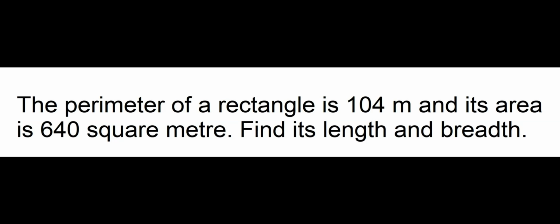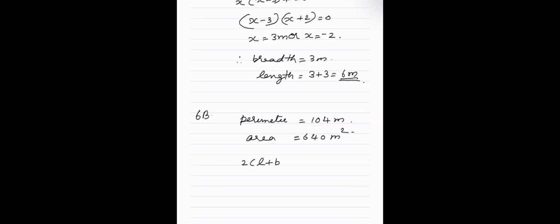How do you find it? Perimeter means 2 times (L + B) is 104. So L + B is 52 meters. Now area means L into B. L × B is 640. I have two equations here, right? One is L + B = 52 meters. So can I write B as 52 − L? So in the place of B, I will substitute 52 − L, giving L(52 − L) = 640.